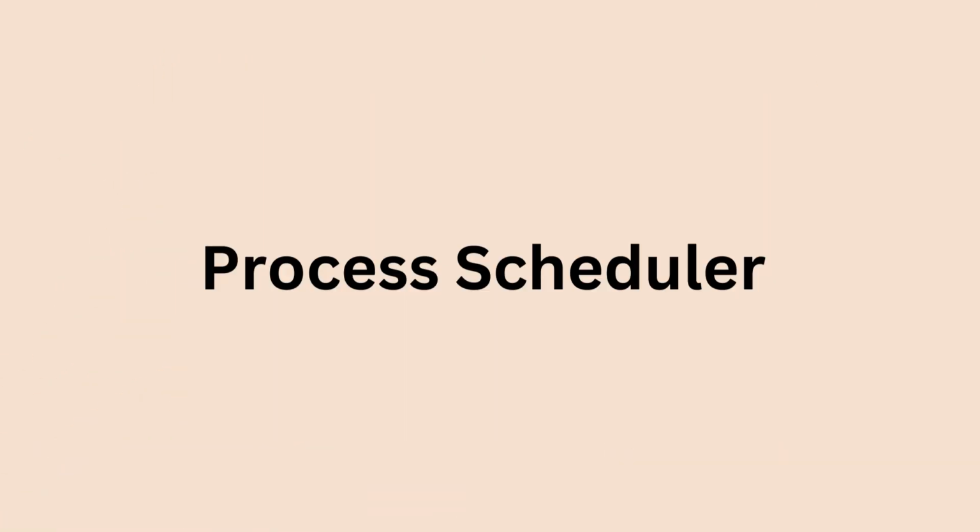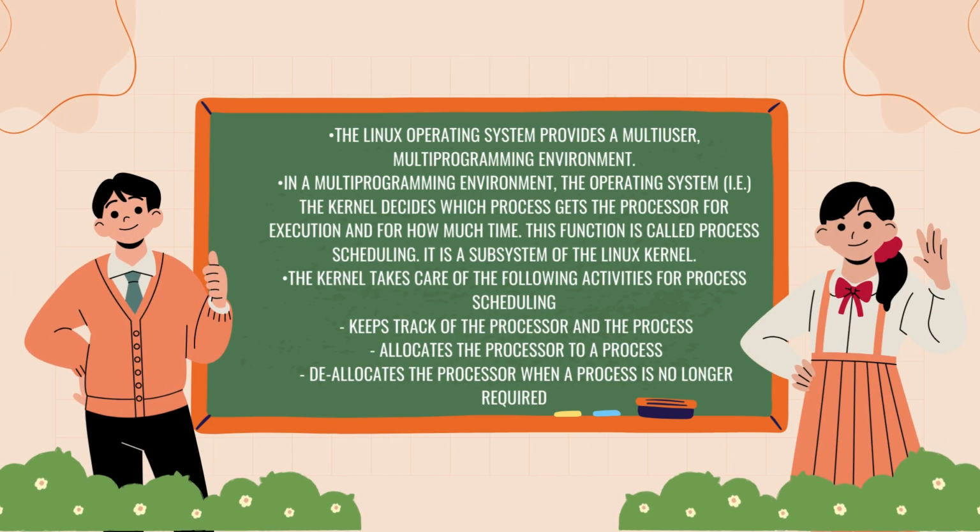Process scheduler. The Linux operating system provides a multi-user, multi-programming environment. In a multi-programming environment, the operating system, i.e., the kernel decides which process gets the processor for execution and for how much time. This function is called process scheduling. It is a subsystem of the Linux kernel. The kernel takes care of the following activities for process scheduling. Keeps track of the processor and the process. Allocates the processor to a process. Deallocates the processor when a process is no longer required.